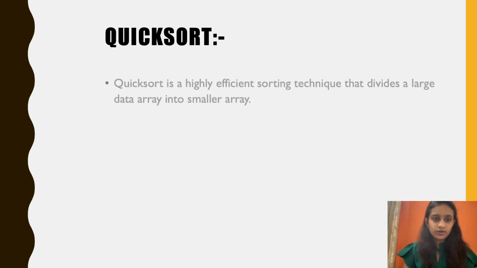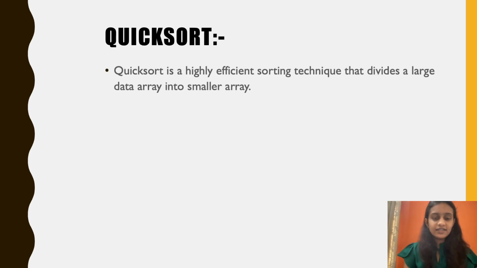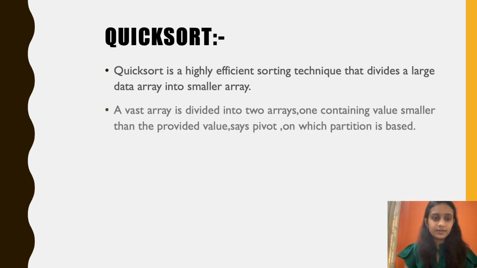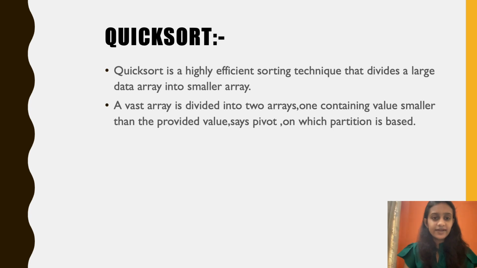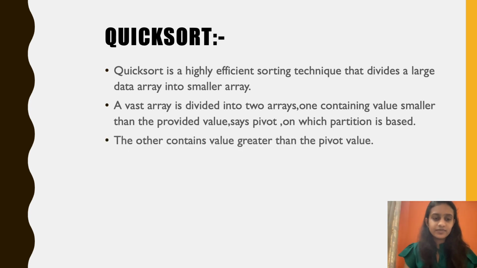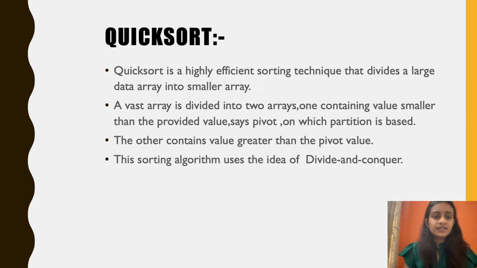What is quicksort? Quicksort is a highly efficient sorting technique that divides a large data array into smaller arrays. A vast array is divided into two arrays, one containing values smaller than the provided value, called the pivot value, on which the partition is based. The other contains values greater than the pivot value. This sorting algorithm uses the idea of divide and conquer.